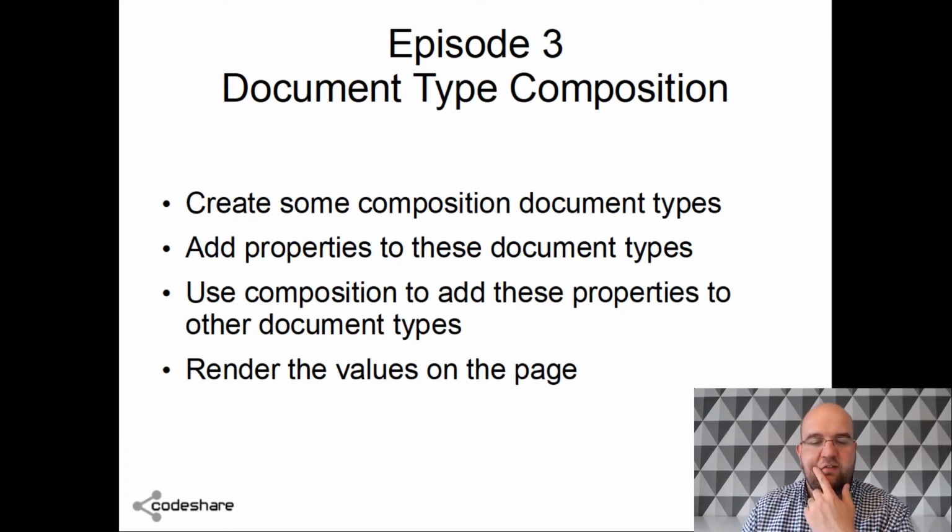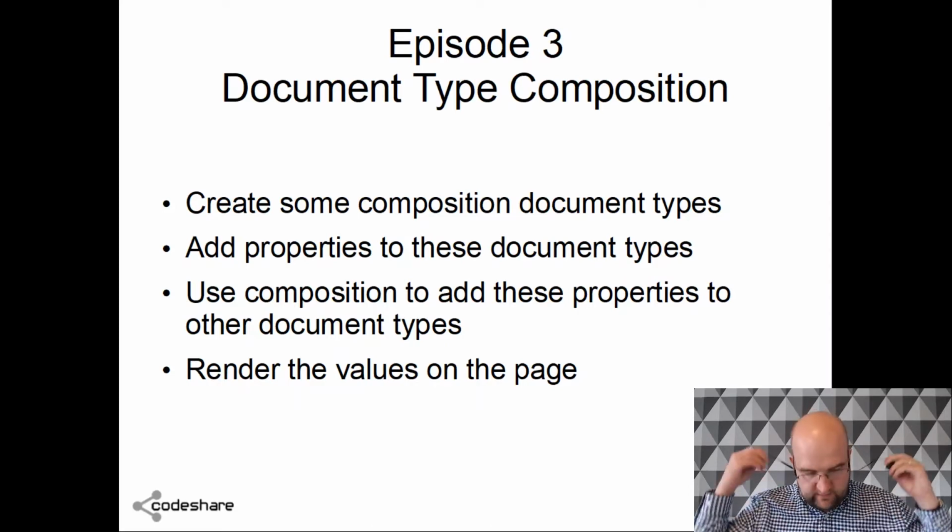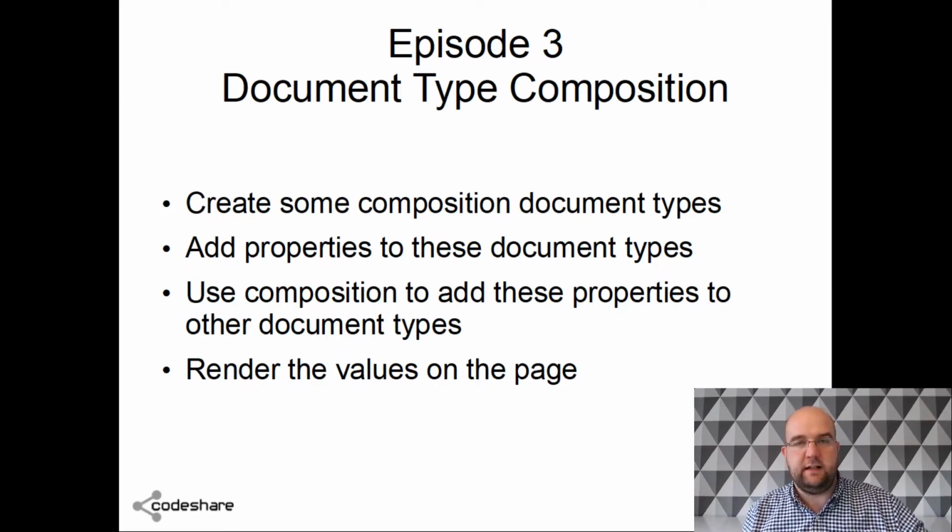Anyway, if you've followed along so far, we're now on episode 3, and in this episode I'm going to talk about document type composition and show you how to do this. We'll add some properties to some pages, then add some content to those properties in Umbraco in the back office, and those properties will render out dynamically on the page. So let's get on with this.